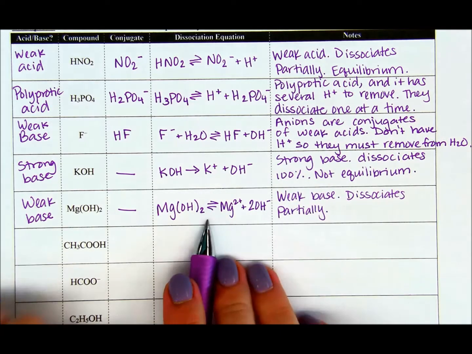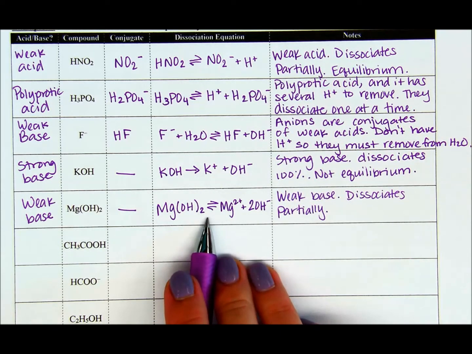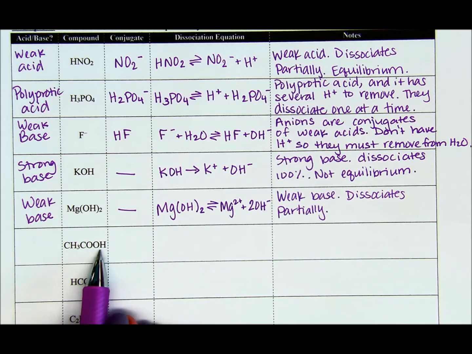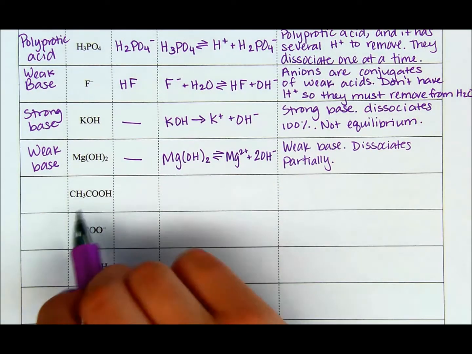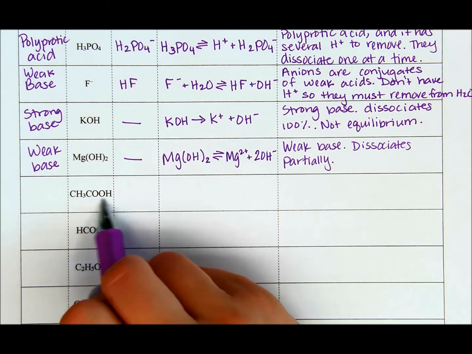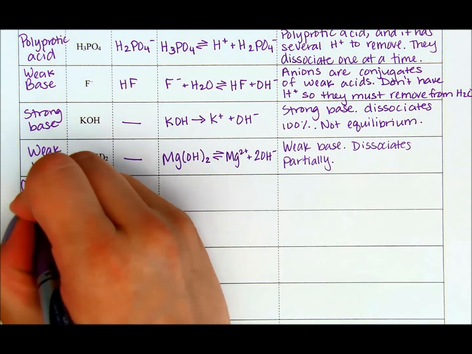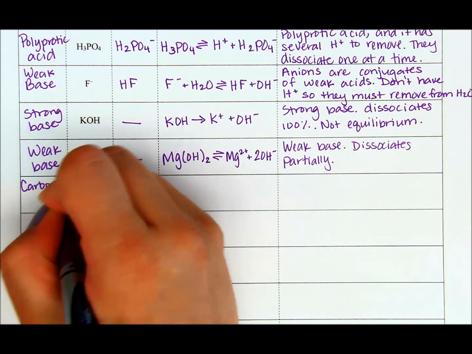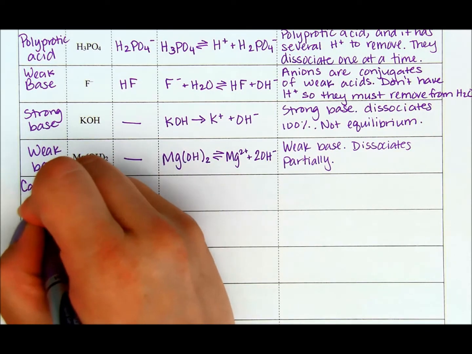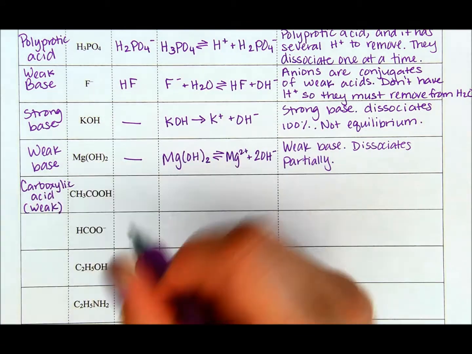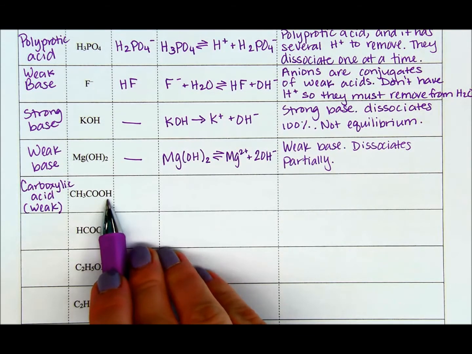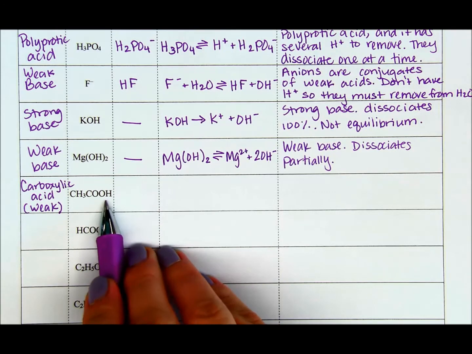And again, we do have that equilibrium because it's weak. This is a carboxylic acid, so this is an organic acid. Anytime you see something like CH3COOH, you're going to know that that's a carboxylic acid. And this is going to be weak. This COOH group right here, that's going to be the acid part.